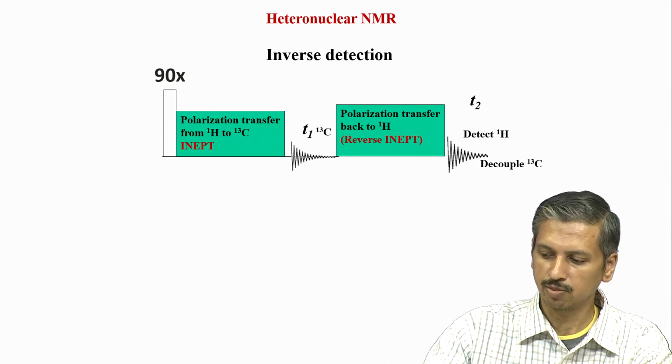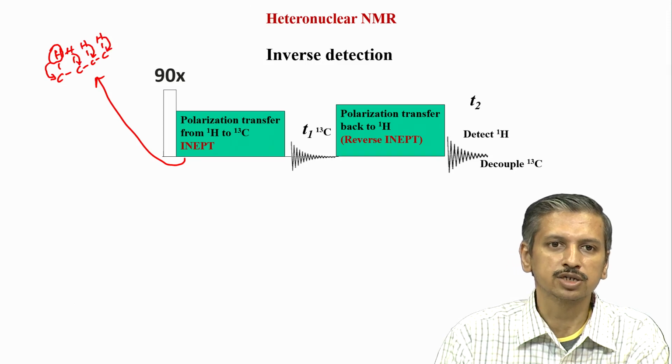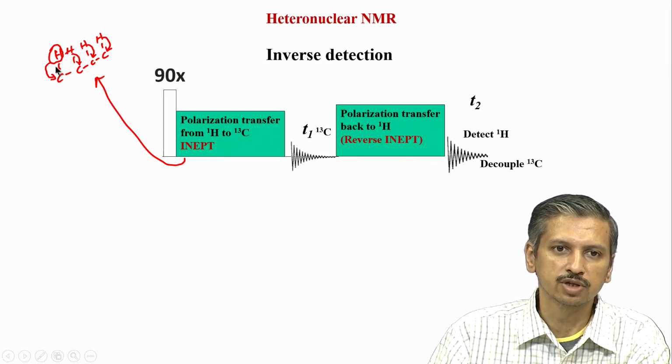Let me show this again very clearly with a figure. Let us say I have a molecule like this, which is a long chain molecule. What we are doing in this INEPT block is transferring magnetization or polarization from this proton to this carbon, this proton to this carbon, this proton to this carbon, this proton to this carbon. So each of the protons is transferring the magnetization from itself to its respective partner, partner meaning the directly attached carbon.